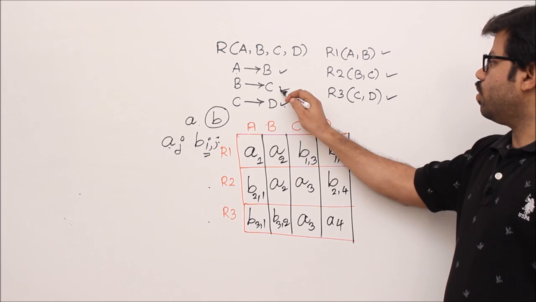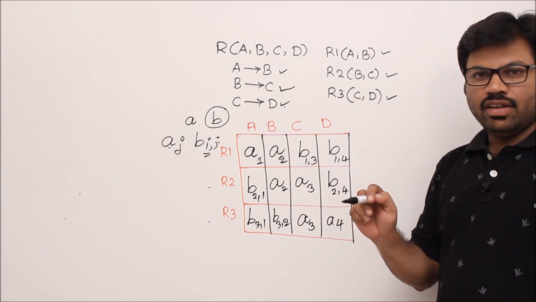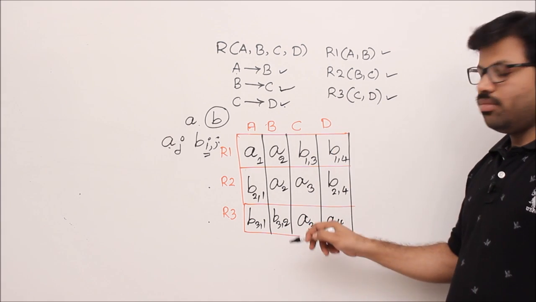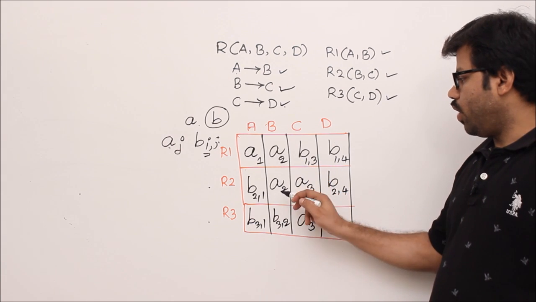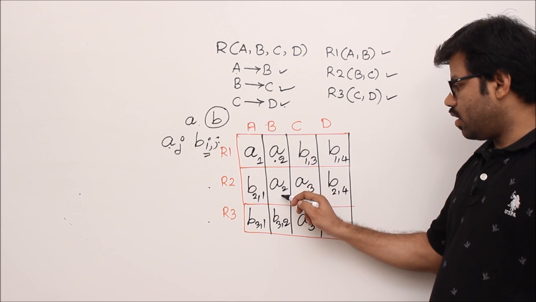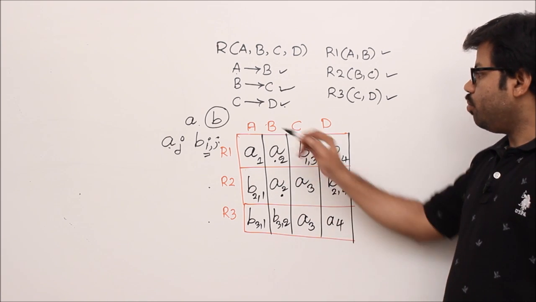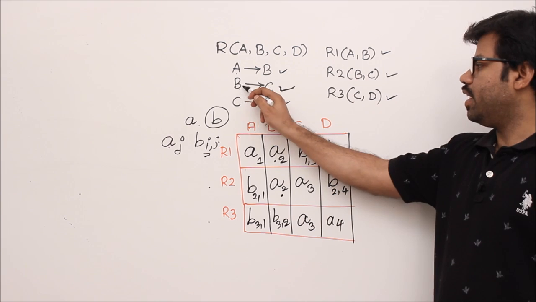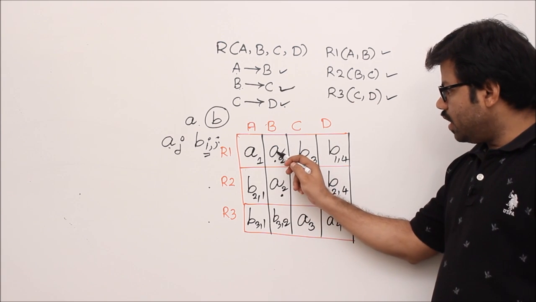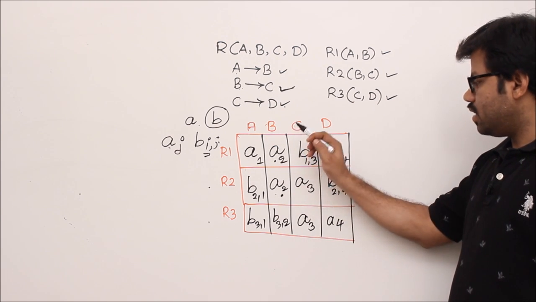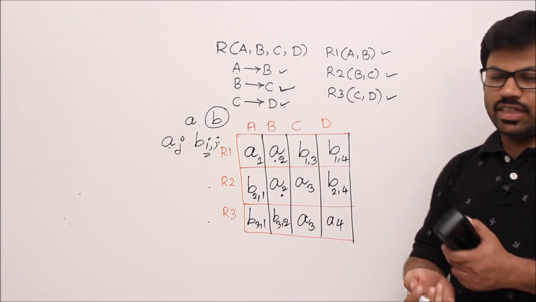Then go to another rule, B to C. Identify the values in the B column which agree. So A2, right, they agree. I mean A2 and A2 are agreeing, right? So according to the B to C property, that means whenever B determines C, when these two values agree, then definitely these C values also should agree. That is a functional dependency rule.